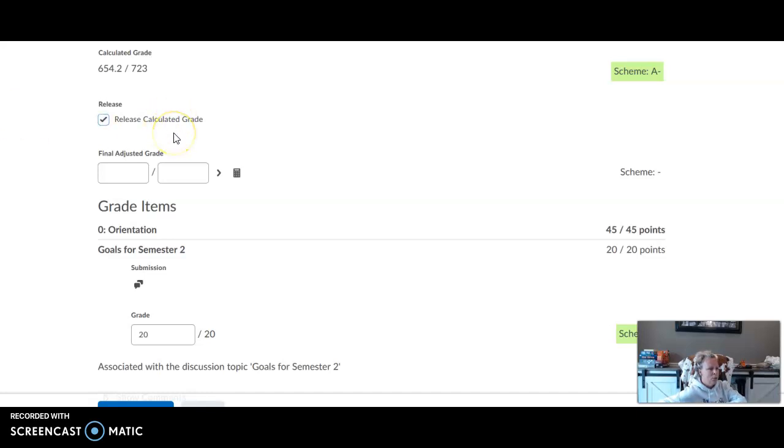All right. So what you're looking at is just a random student's grade book right now. Their grade currently, up at the very top, is 654.2 points out of 723. So that gives them an A minus right now, right? This denominator is what you're looking at here. That's the points available.